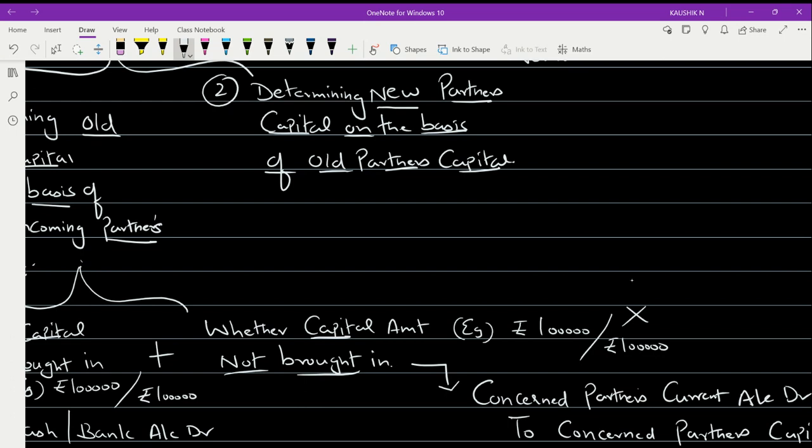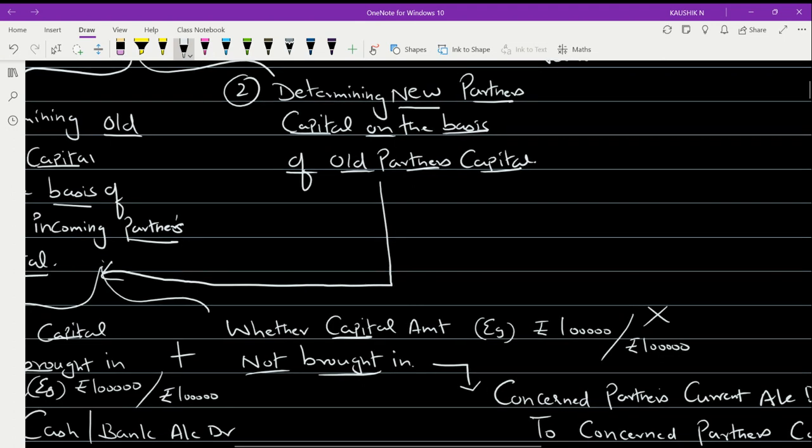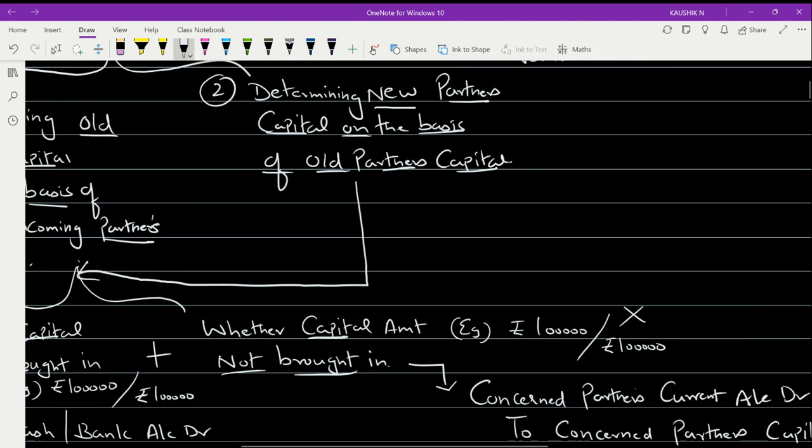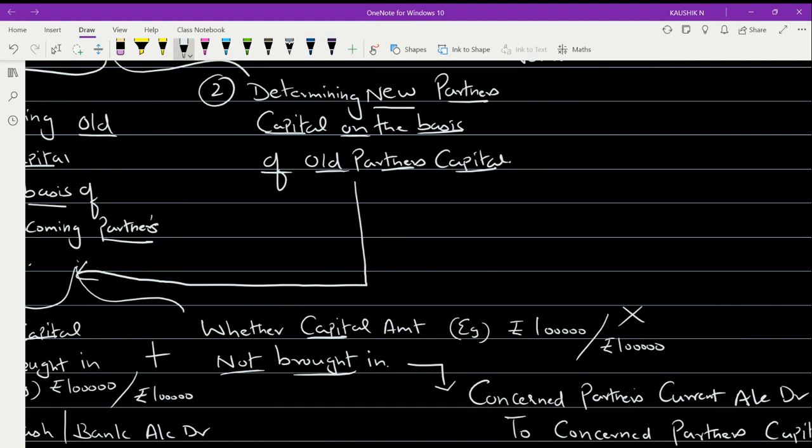Okay, see, in the concept view, you have to follow the same as what has been mentioned in this category. The same two categories split: capital amount brought in, capital amount not brought in. So the same logic, the same entries, the same concept. Nothing is different. Understood? Even for the second category, there is no change at all. It is the same as what we have learned just a few minutes ago.